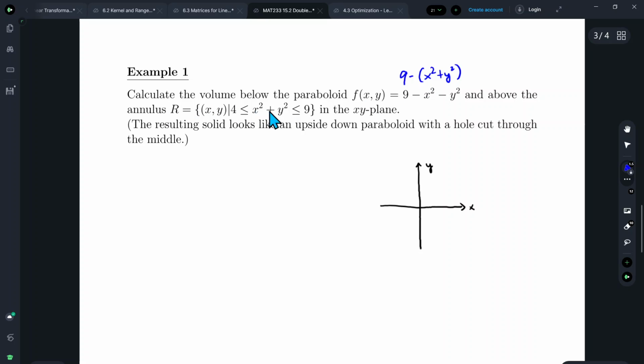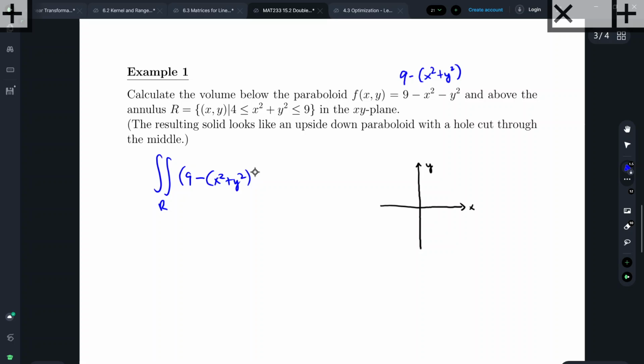And also the region that we're integrating over is an annulus. And so this is a good candidate to use polar coordinates. So we want to set up our double integral. Again, we're trying to integrate 9 minus (x squared plus y squared).